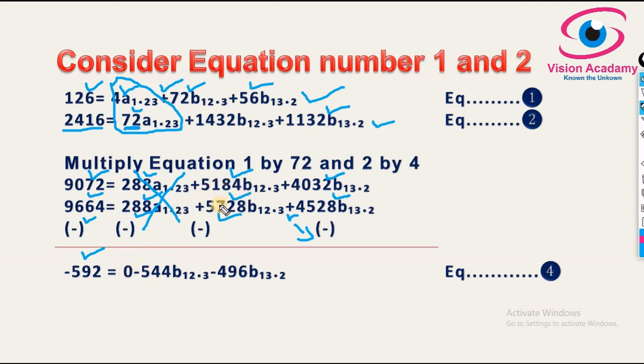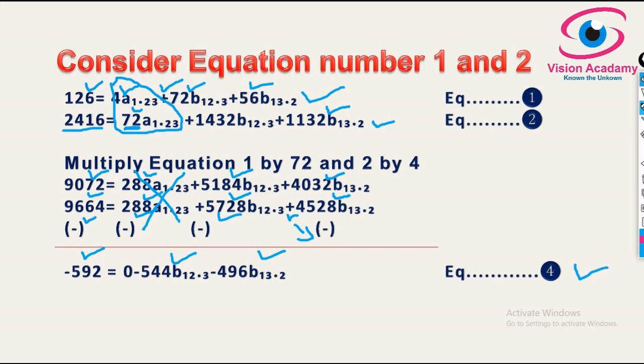5184 minus 5728 will be minus 544 because minus value is highest. So 4032 minus 4528 is also minus value, minus 496. So by this way we obtained equation number 4. What we obtained here, this is equation number 4.